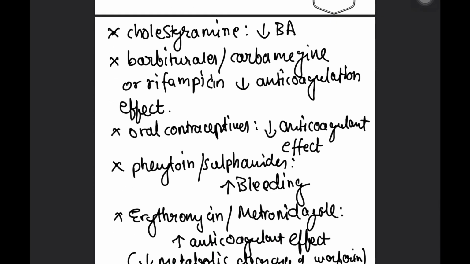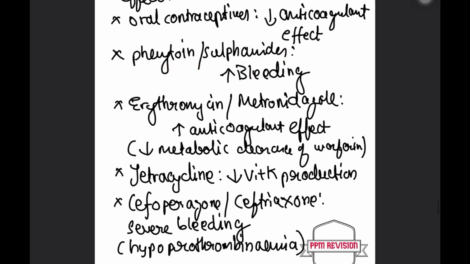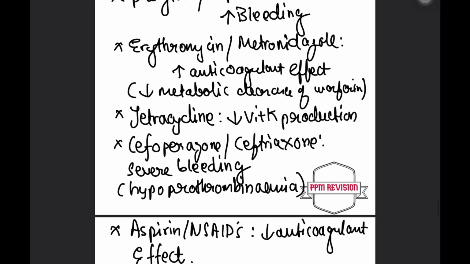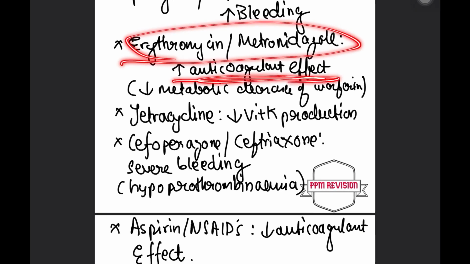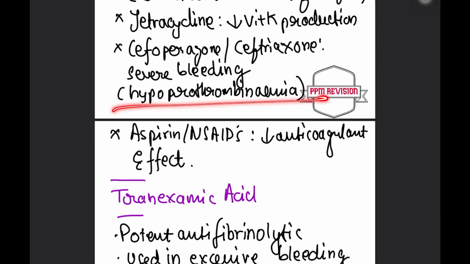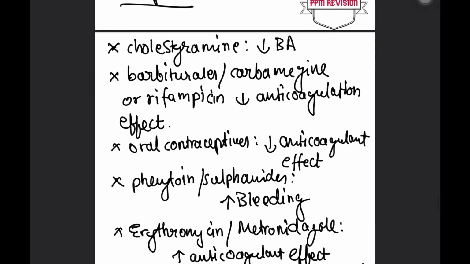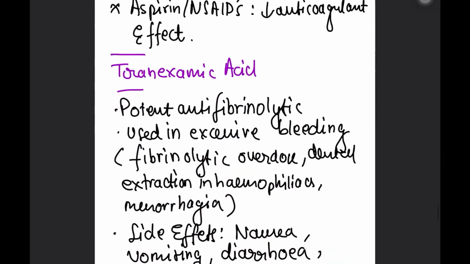I'll just recap the names of the drugs: cholestyramine, barbiturate, carbamazepine, rifampicin, oral contraceptives, phenytoin, sulfonamides. Phenytoin and sulfonamides increase bleeding. That should be known. And erythromycin and metronidazole increase the anticoagulant effect. Others, ceftriaxone and cefoperazone, cause severe bleeding, hypoprothrombinemia. So just read this over and over again, then it will be easier for you.